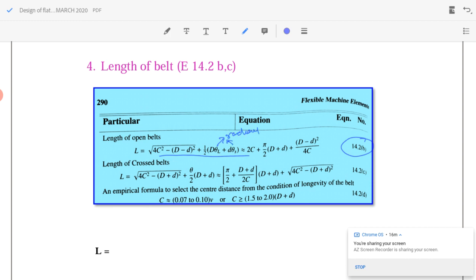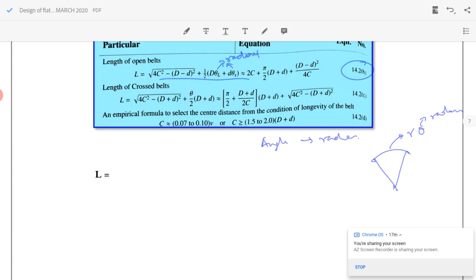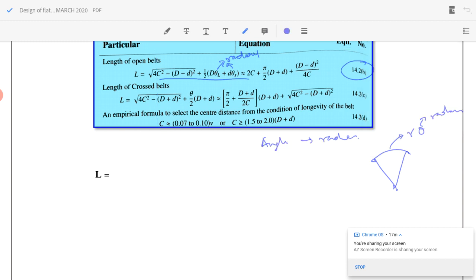Whenever we have an angle given without any trigonometric function, it should be in radians. For example, the length of an arc equals r theta. It doesn't have any trigonometric sine, cos or tan functions, so theta should be in radians. The same applies here also. Theta L and theta S exist without any trigonometric function, so they should be substituted in radians. Substituting those values, I will get L equal to 4922 mm.